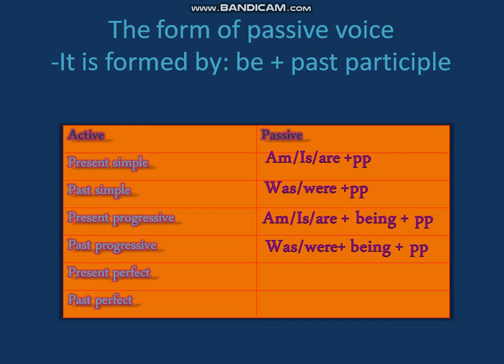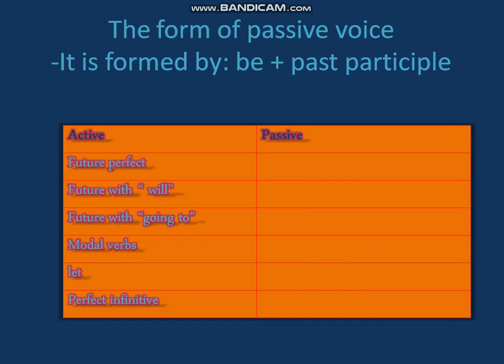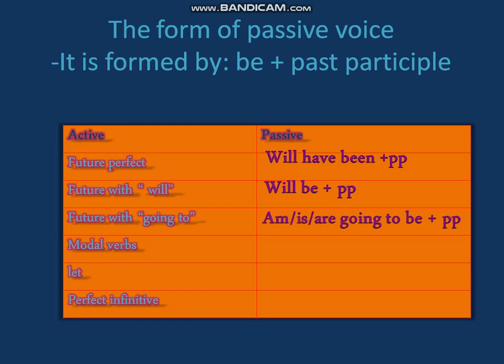Present perfect, here have or has been plus past participle. Past perfect, had been plus past participle. Future perfect, will have been plus pp. Future with will, be plus past participle. Future with going to, am, is, or are going to be plus pp. Modal verbs, modal verb plus be plus pp.